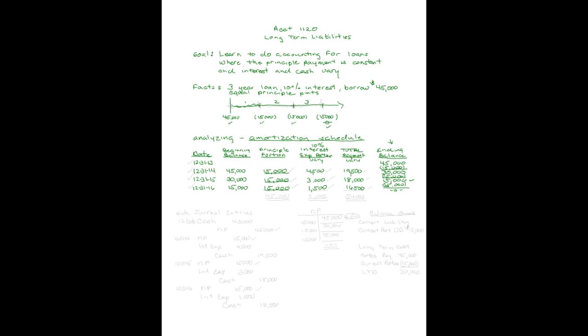Let's total things. Our total principal payments will equal $45,000. That is how much we borrowed. Our total interest will equal $9,000 if you add up this column.